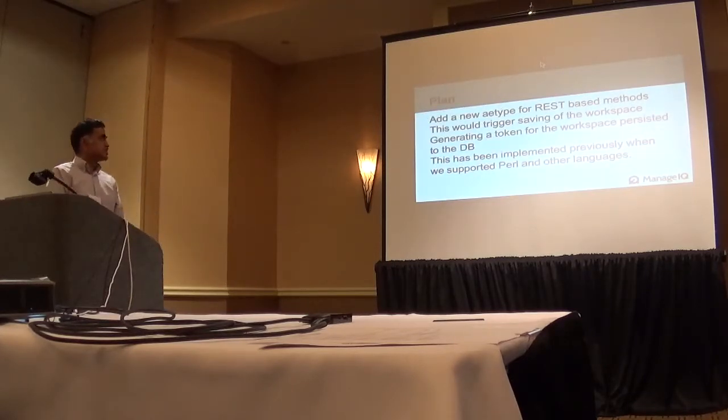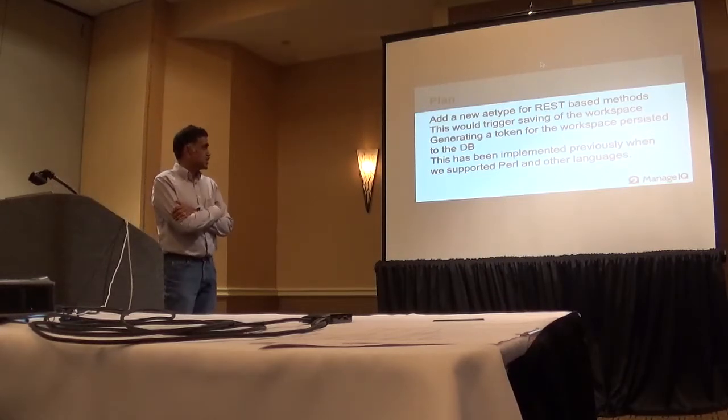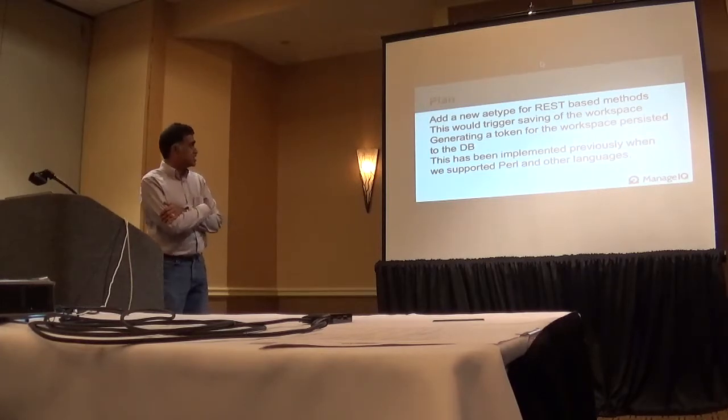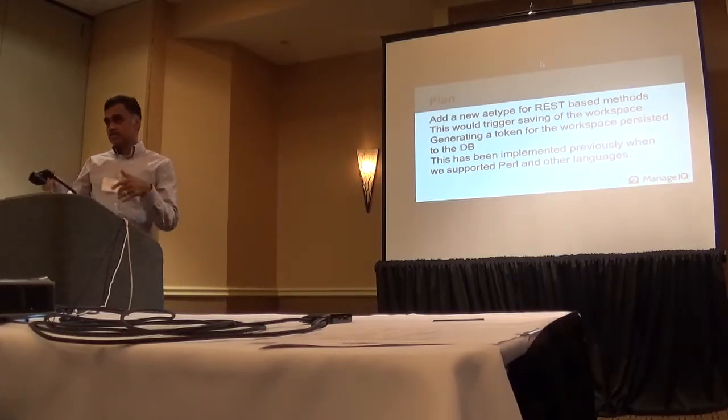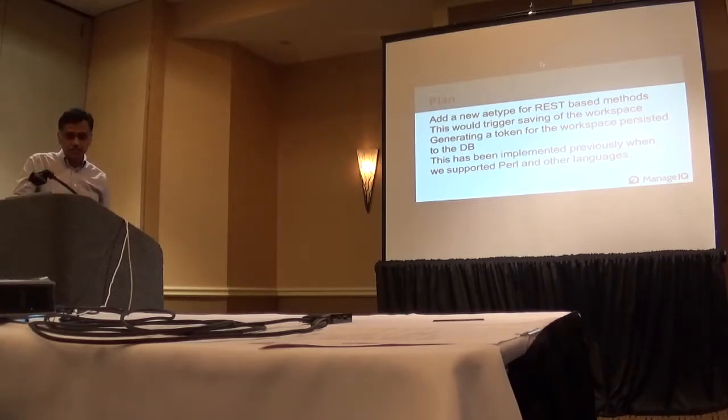The plan is to add a new AE type for REST-based methods so that we can keep supporting the existing DRB approach. The advantage of the new AE type is that it will also trigger saving of the workspace and generating a unique token for the workspace that has been persisted. This can be passed down via the REST API, so the REST API knows which workspace to pull out from the Postgres database. This has been implemented previously, and I think there were some performance issues, so we'd have to work on optimizing that.